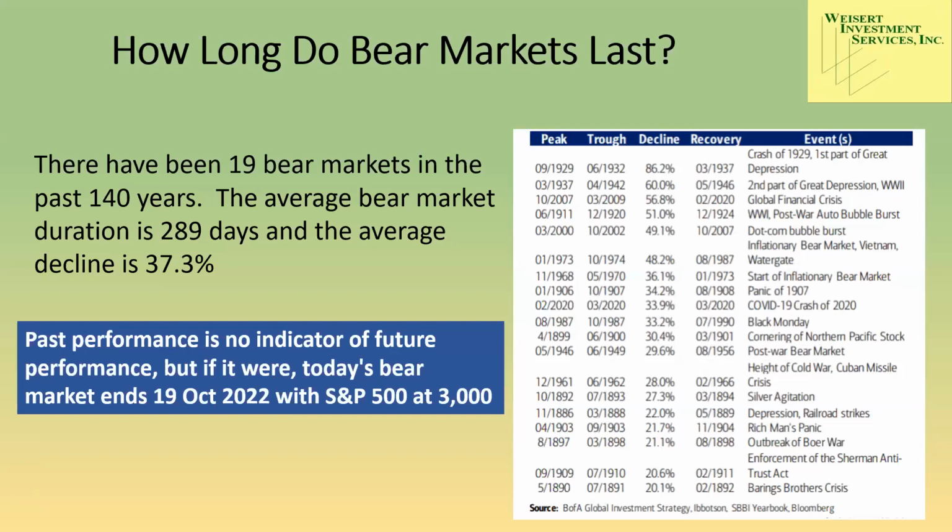This is what I picked out the other day: how long do bear markets last? And the interesting part about it, it outlines on the right all the different bear markets that we've had over the years. And you can see there on the left side, 289 days, average decline 37%. And where would that be if history were to repeat itself? It was saying that the bear market would end on the 19th of October of this year with the S&P at about 3,000. Again, right now, the S&P is just at the fringe of going 20% down, or the technical definition of a bear market.